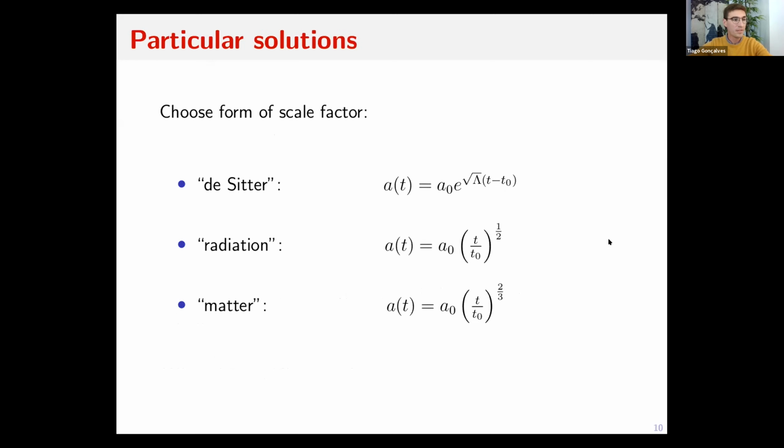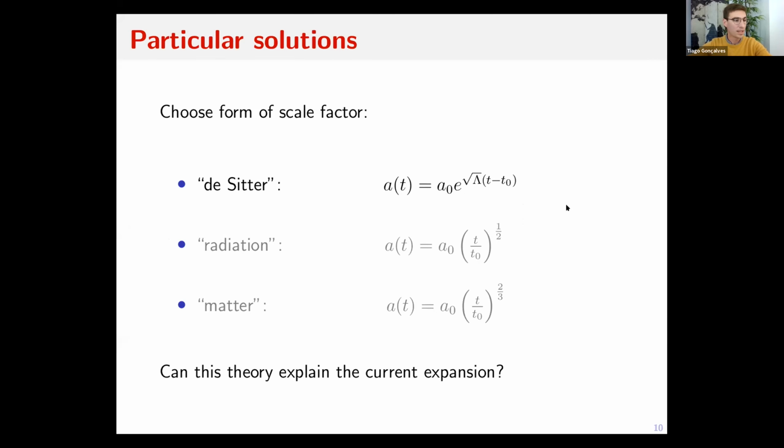Now there's different approaches we could have taken. We've decided to choose the form of the scale factor, and in our work we do so with 3 different forms inspired by the different epochs of the evolution of the universe in GR. And in this presentation I'll be just focusing on the first one, the accelerated expansion, not least because it's what we currently observe to be the late time behavior of the universe.